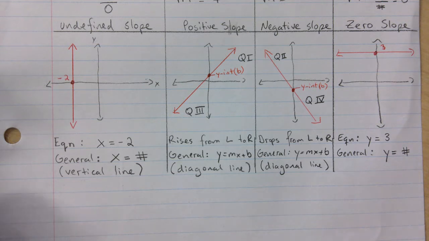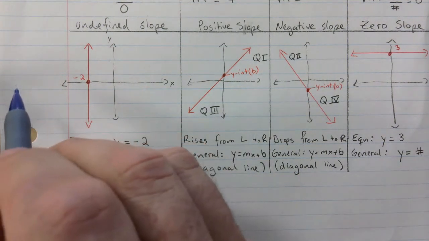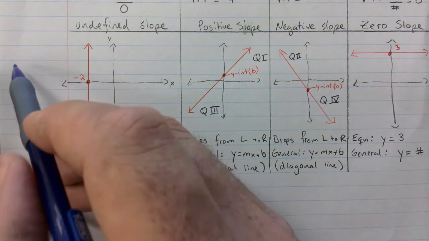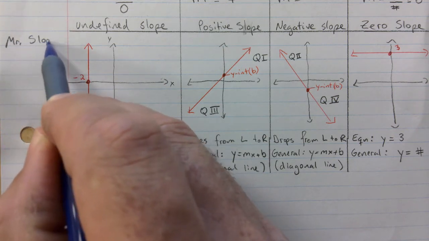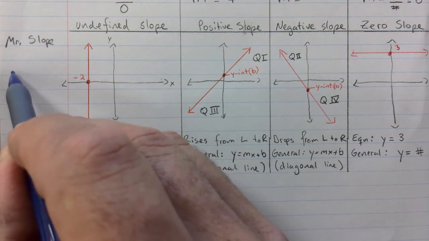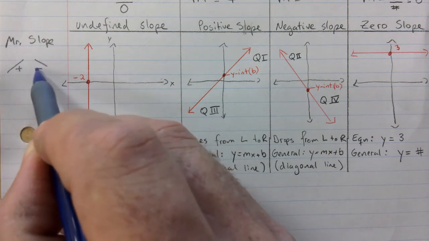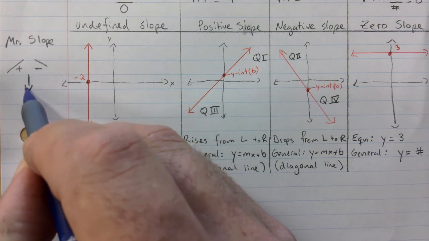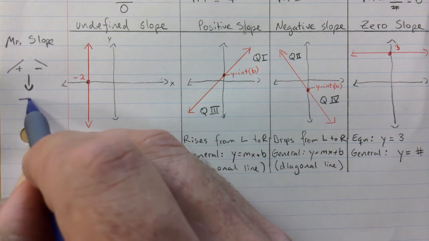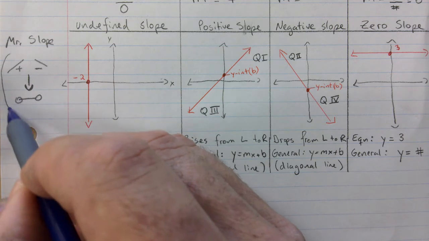And here's a little something, just maybe to help you out a bit. You can just discard it if you don't find this helpful. But Mr. Slope guy, right? Mr. Slope, have you heard of Mr. Slope? Okay. So if it's a positive line, it goes up. If it's a negative line, it goes down. A vertical line has an undefined slope, and a horizontal line has a zero slope. And there is your face.